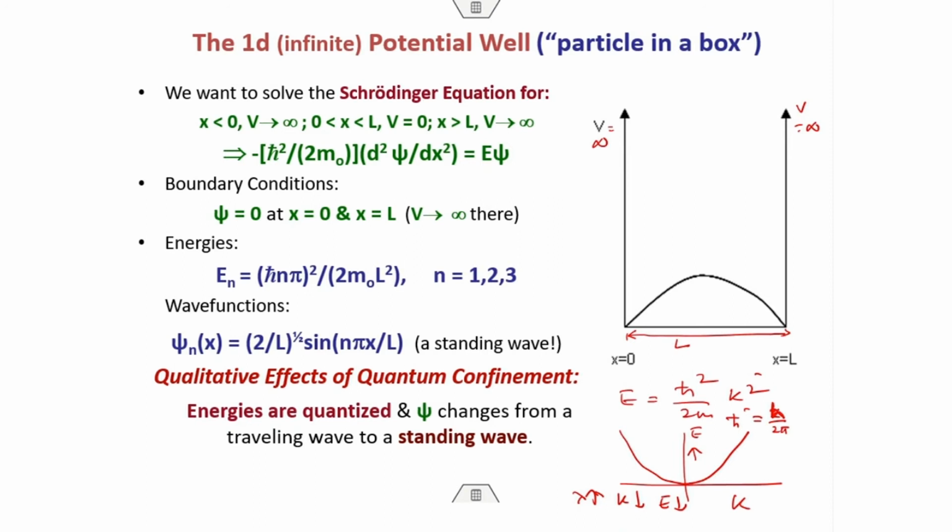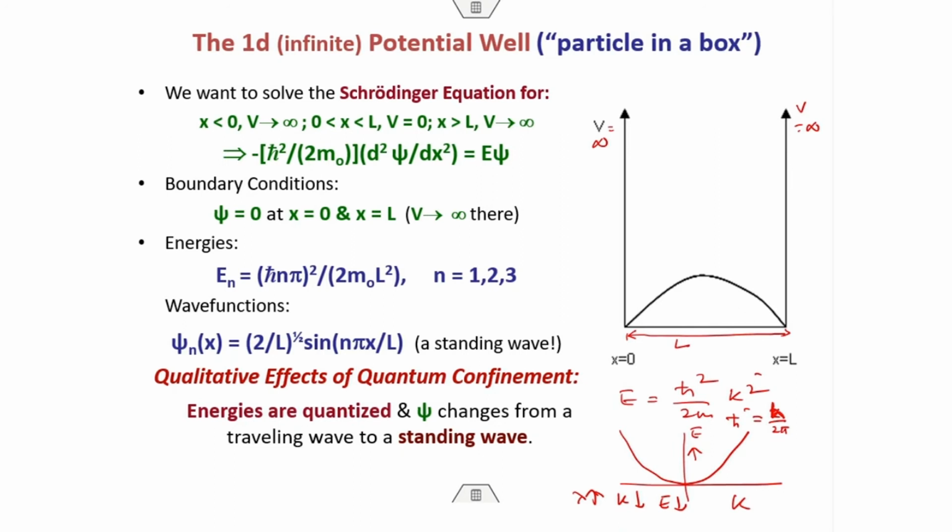You will see En is coming to be h cross n pi square divided by twice m0 L square, right, where n is the principal quantum number, or its values can be 1, 2, 3, right. So, you can clearly see that electron energy levels will be a function of n, and you can actually plot the energy levels. So, that means what? Qualitative effect of quantum confinement is very easily seen by plotting the wave function.